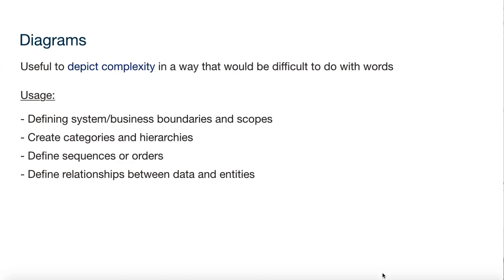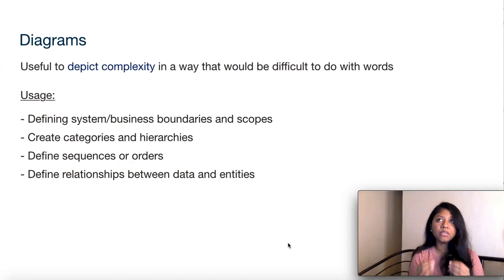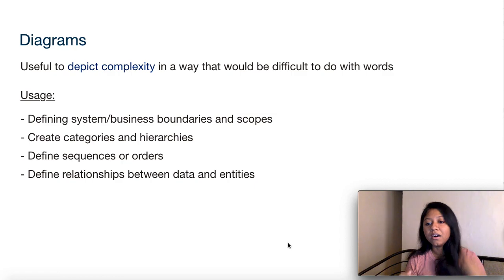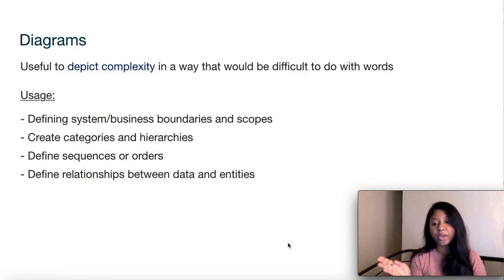The next one is diagrams. Diagrams are very useful when you want to depict complex information that is very difficult, as I said, to describe in words, or even to put in a matrix, and the structures are very uneven, not following a structured and uniform way of representation. Then you could go with diagrams.